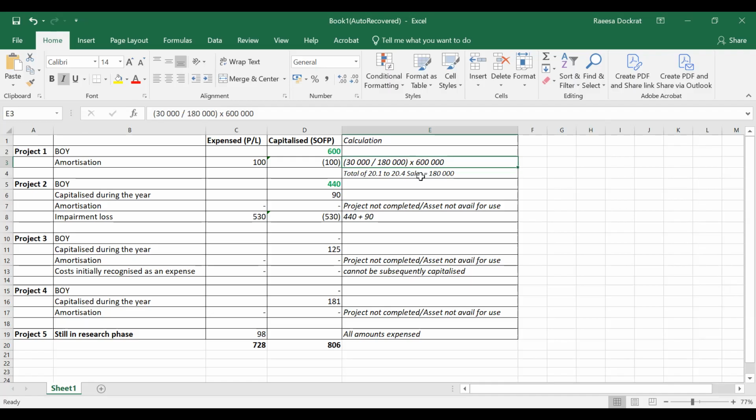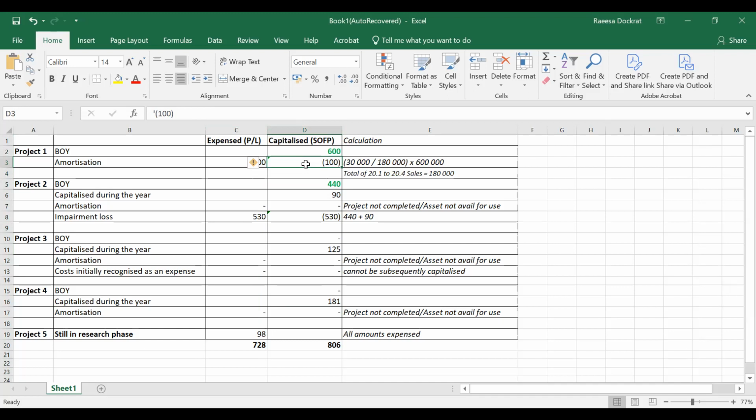So that is the portion that is recovered already, that we have utilized this asset for 30,000 units of sales already. So we're going to say 30,000 divided by 180,000 times our total carrying amount or our cost at this point, and it will give us our amortization for the period. Okay. Now, when we're recognizing amortization, we're going to debit our expenses in our statement of profit or loss, and we're going to decrease the value of the asset. Our capitalized amount is going to decrease by the amortization value.